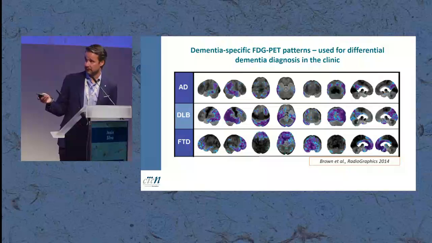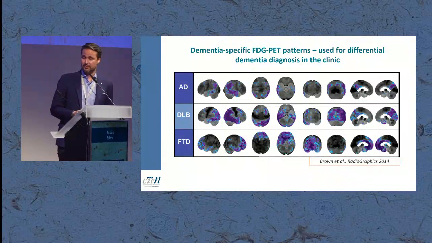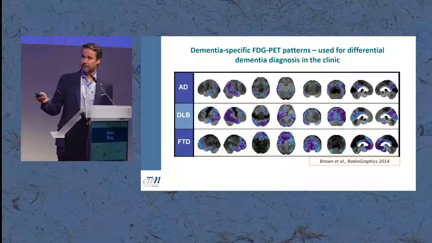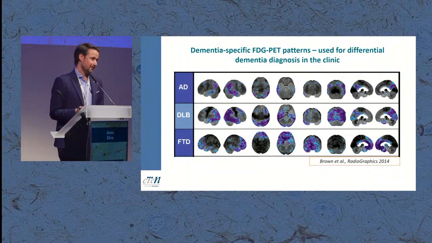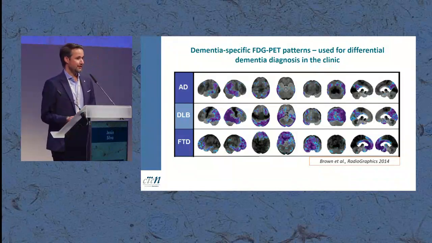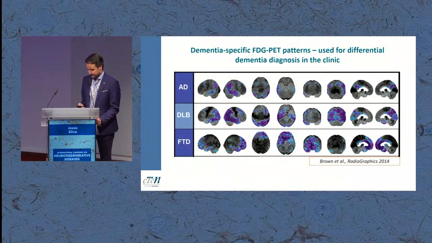And we also have here for reference a pattern for frontotemporal dementia. We can see a very frontal and temporal affectation, which again, as already mentioned by Dave, follows very well the neuropathology of the disease.